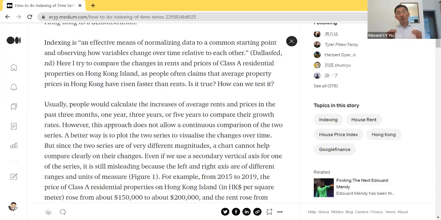Usually people would compare average rent and prices, for example, by calculating the growth rate in the past 3 months, or in the past 1 year, 3 years, or 5 years. However, this approach does not allow a continuous comparison of two series. I think a better way to compare them is to plot the two series visually, so that we can visualize the change over time of the two series continuously.